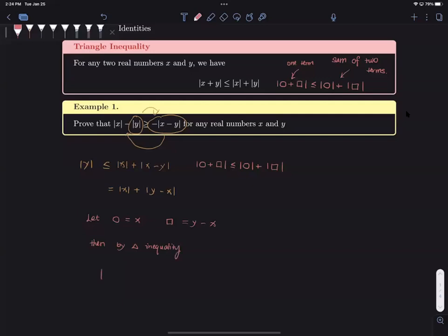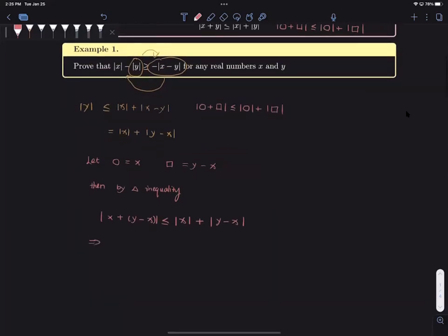I would have absolute value of circle plus square. So circle plus square is less than or equal to absolute value of circle, which is my x, plus the absolute value of square, which is y minus x. So this is x minus x, so that's just gonna be y, is less than or equal to x plus. This is the same as x minus y.